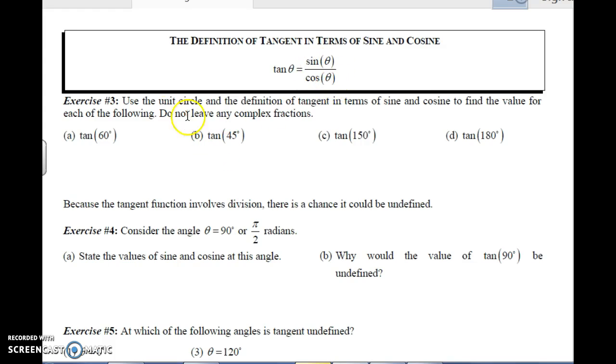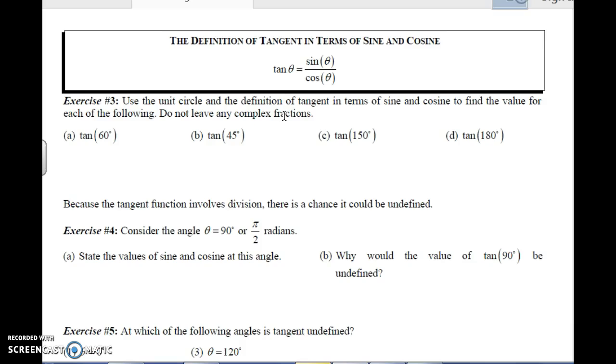So we can use the unit circle and the definition of tangent in terms of sine and cosine to find the value of each of the following. So we don't want to leave any complex fractions, which means fractions inside of fractions. Okay, so let's see if we remember our values for sine, cosine, and tangent.